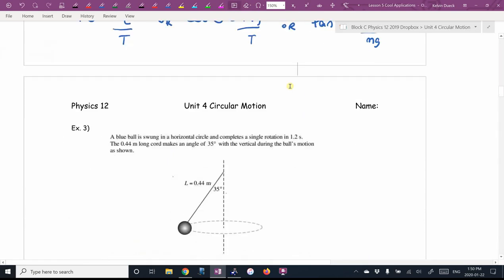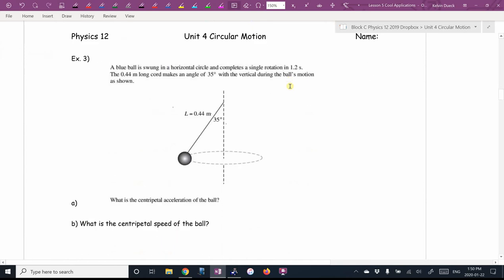Let's do one with some numbers, example three. Dakota, what does example three, part A, want me to find? Just go to part A, read it to me. By the way, just to make it obvious, the blue won't have anything to do with your actual question. Okay. What does it want us to find? Dakota, say it again.